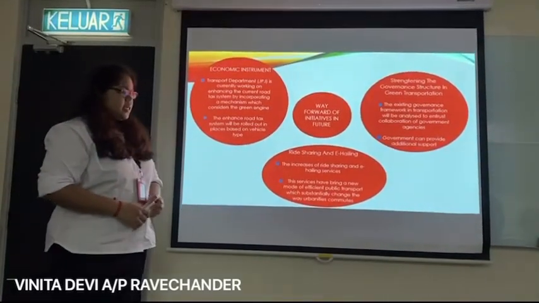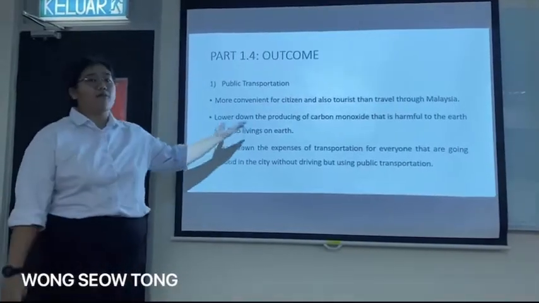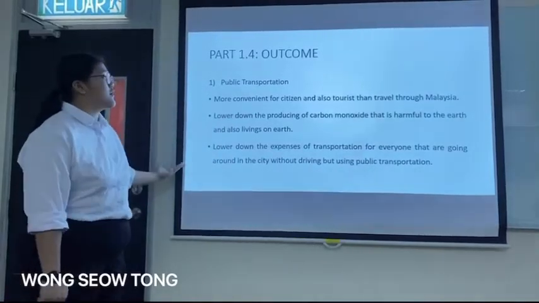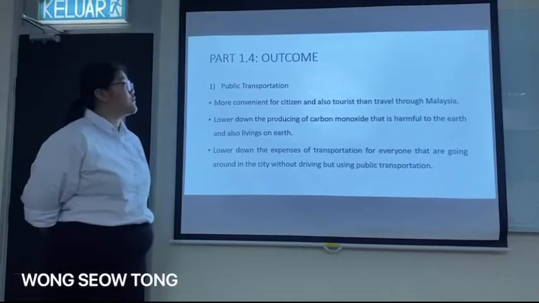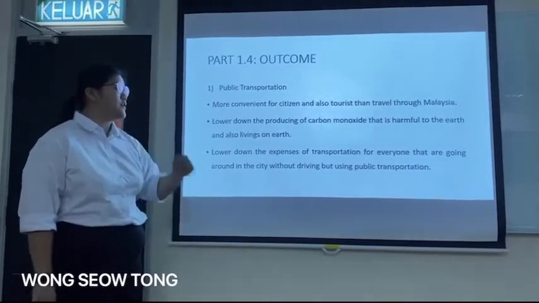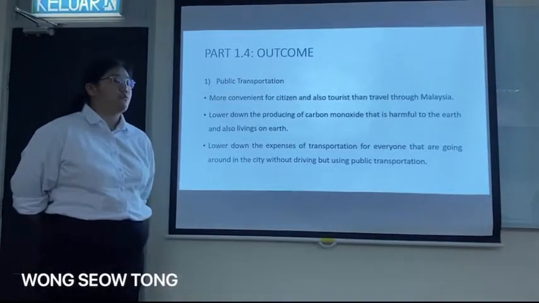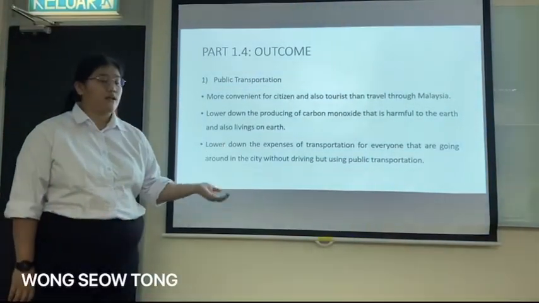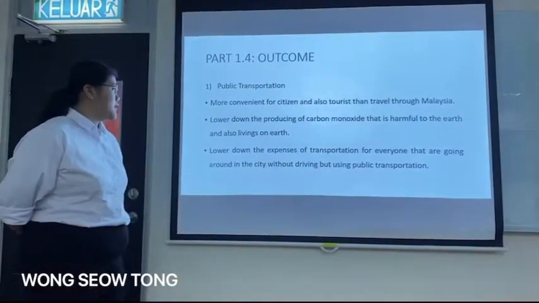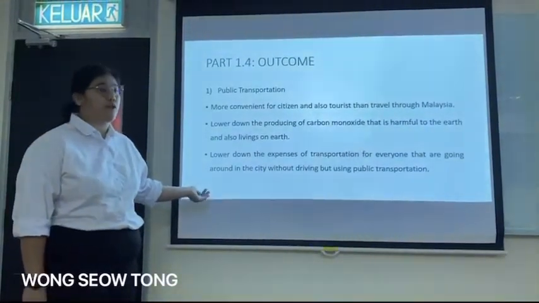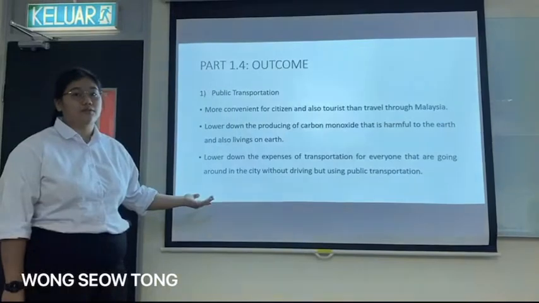Now I will pass the next slide to my group member, Seotong. Now we're going to talk about Part 1.4, outcomes. The first outcome is public transport. By using public transport, it is more convenient for citizens and also tourists that travel through Malaysia. The second point, it can lower the production of carbon monoxide that is harmful for the earth and the living things on earth. And the third, it can lower the expense of transportation for everyone going around in the city without driving but using public transport.